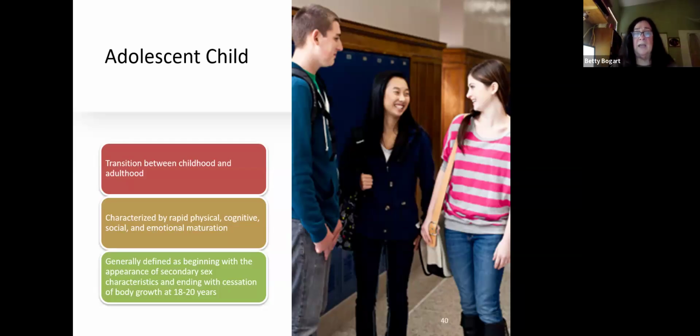We know that adolescence begins with the start of secondary sex characteristics. And then we know about 18 to 20, somewhere around there, they're done with their final growth, and that's the end of their growth.